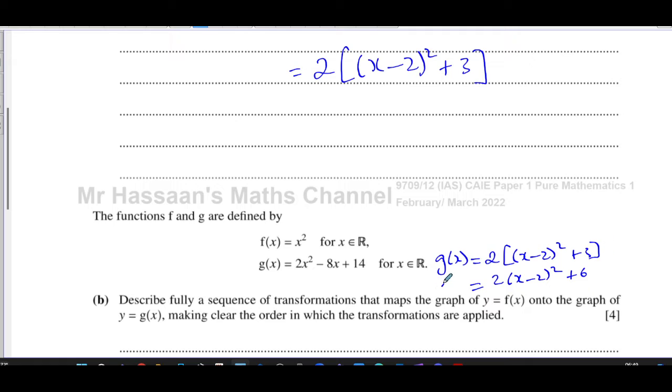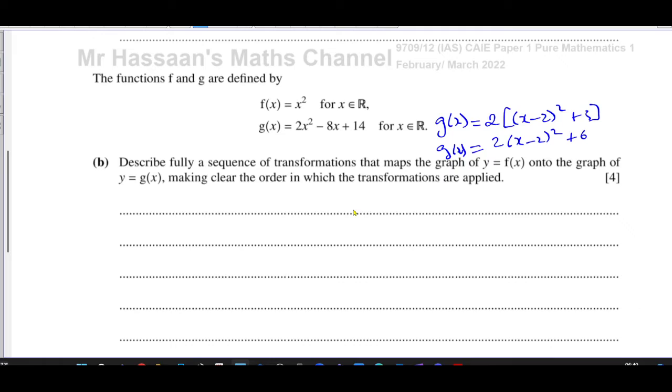Both of those are forms which we can use transformations to show how x squared became these. So x squared becomes, let's take two different scenarios. Let's start with x squared becomes the way they asked us to write it: 2 times (x minus 2) squared plus 3 in brackets. Supposing they told us to show how x squared becomes this, okay? So f of x becomes g of x.